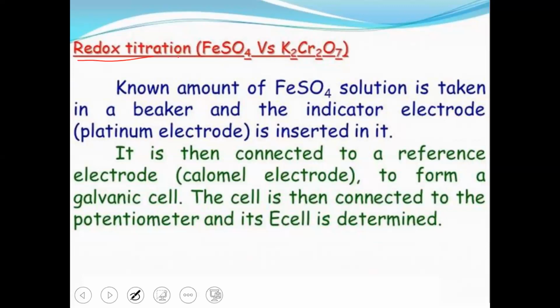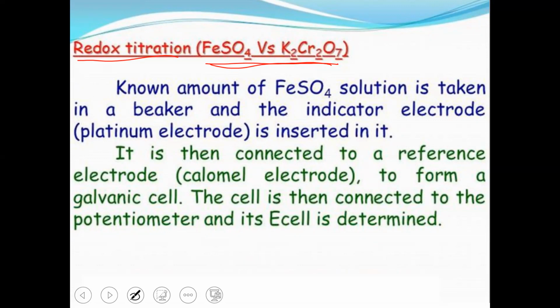The second type is redox titrations. The best example for redox titrations is iron sulfate versus potassium dichromate. So how can you do the redox titration using potentiometric titration?